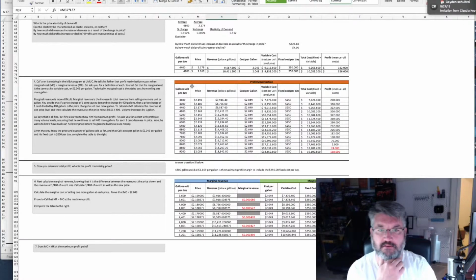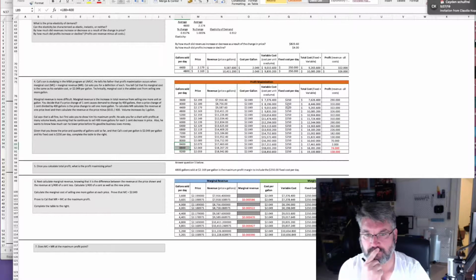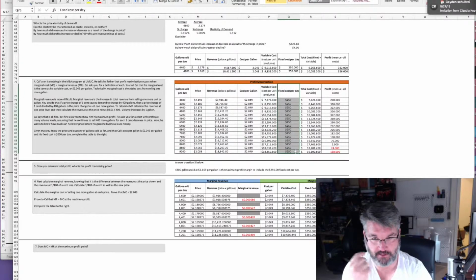Number 4 is a breakdown of how much profit you get for the amount of fuel sold at the different prices. The price is the biggest variable because that's going to drive your demand. So here was the demand, and here are the different prices that were depicted. It dropped 1 cent per field, all the way down to $2.09. And then also your fixed cost. Your fixed cost is always going to be the same. The variable cost, all of these are calculations.